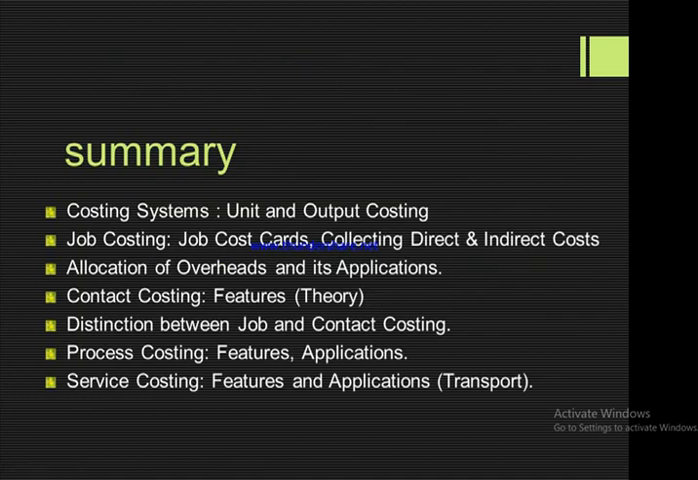In a nutshell, what did we learn from this module is the different methods of costing: starting from unit or output costing, job costing, process costing, contract costing, then service costing, and in particular the allocation of overheads and its application. We will be solving problems on job costing, unit costing, and process costing. In the next video, I'll be showing you how to solve the problems on unit costing using a cost sheet.